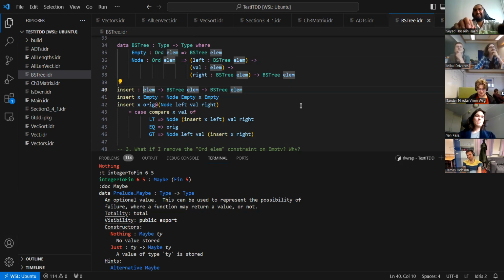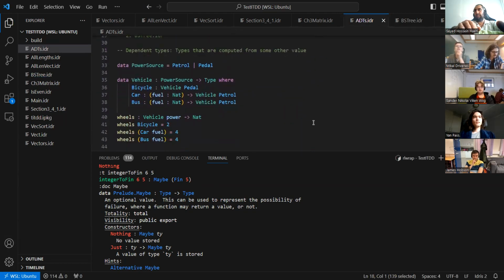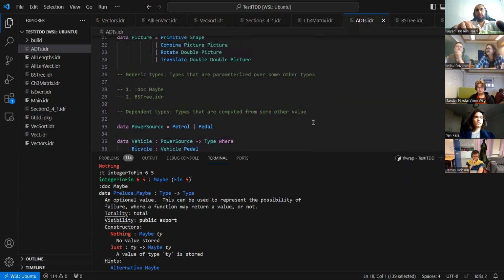Fine. Okay. Now we have had some fun with generic types. Now the real fun, that is where the dependent typing starts. But before getting into that, I'm going to ask Mikhail to give us a joke.